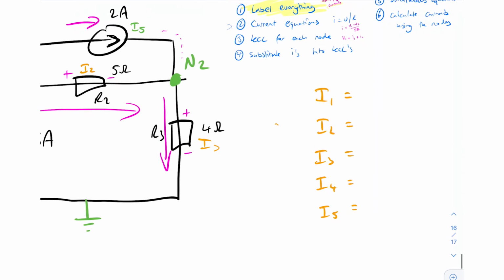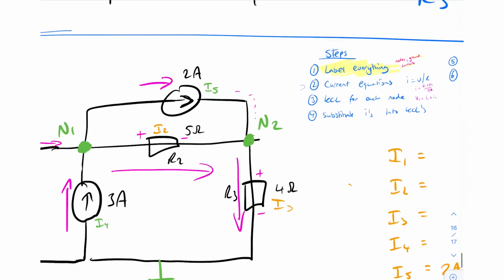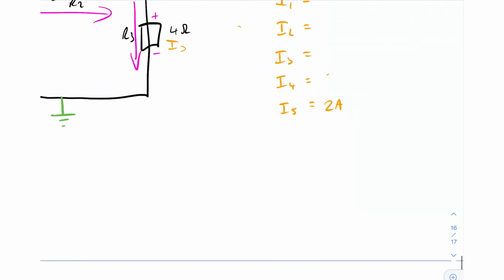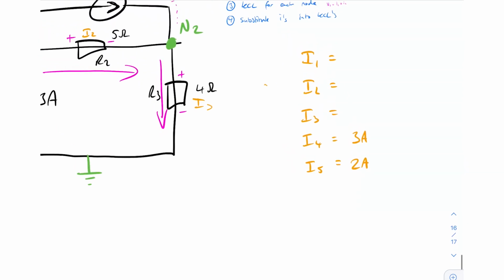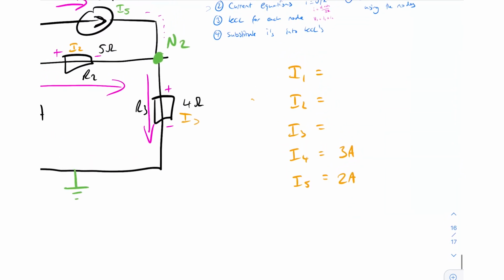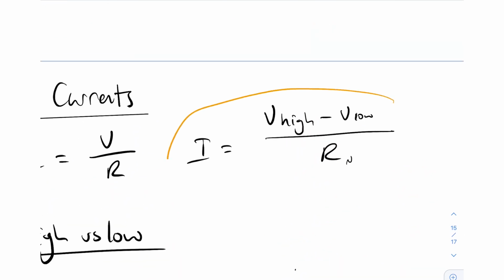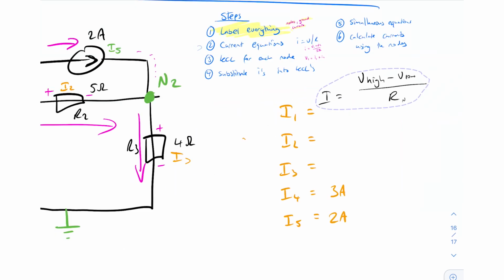Now we already know what I5 is, which is 2 amps. We know what I4 is. I4 is 3 amps. Those are all sorted. Now, how do we find out I1, I2, and I3? We have to go back to the template that we made earlier. We're going to use this template here. Copy and paste it, save this here.